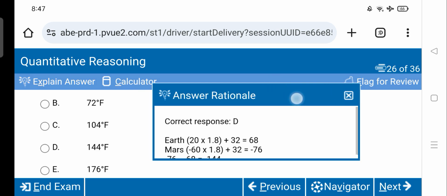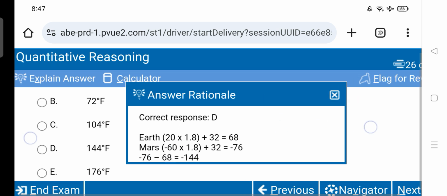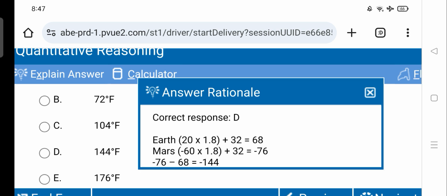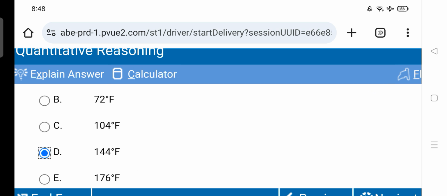So the correct response is option D. For Earth, 20 multiplied by 1.8 plus 32 equals 68. For Mars, minus 60 multiplied by 1.8 plus 32 equals minus 76. So minus 76 minus 68 equals minus 144. So the correct option is option D, that is 144 degrees Fahrenheit.